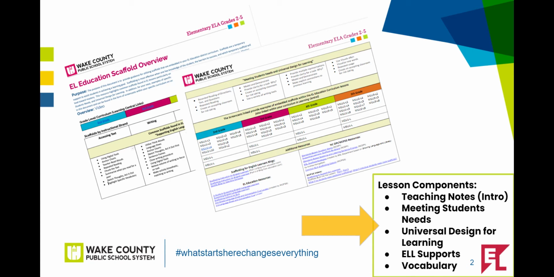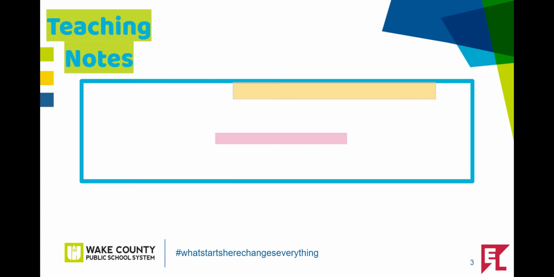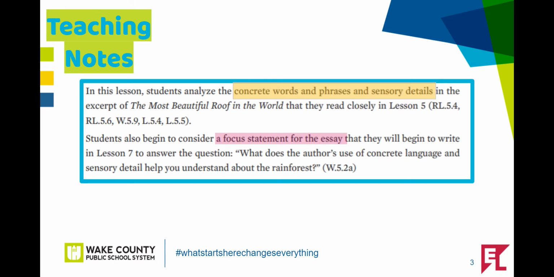The lesson components listed on the slide are where you can locate embedded scaffolds within lessons and will be highlighted throughout this presentation. In this lesson, students analyze concrete words and phrases and sensory details in the excerpt of The Most Beautiful Roof in the World they read closely in Lesson 5. Students also begin to consider a focus statement for the essay that they will begin to write in Lesson 7 to answer the question, what does the author's use of concrete language and sensory detail help you understand about the rainforest?